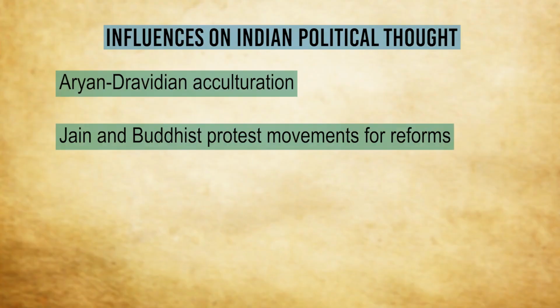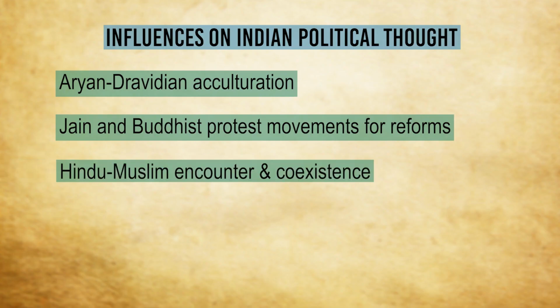Second is the Jain and Buddhist protest movement for reforms that occurred around the 5th, 6th century. The Buddhist and the Jain protest movements were basically against Brahmanical supremacy. They rejected the caste ritualistic orientation of the Aryan civilization. So this protest against Brahmanical supremacy gave rise to a different political tradition. We call it Buddhism and Jainism. Though they might appear to be religious movements, yet they also explicate a new tradition of political thought.